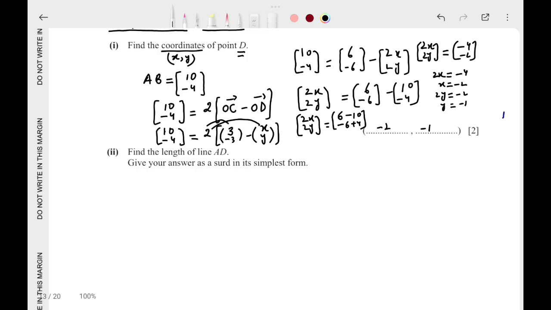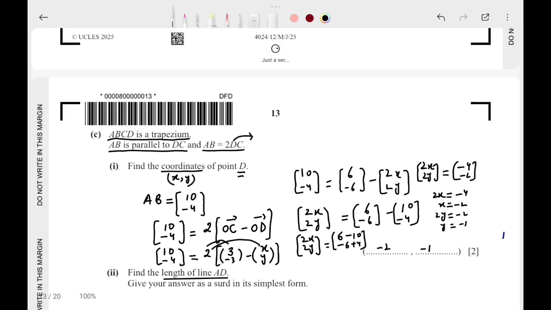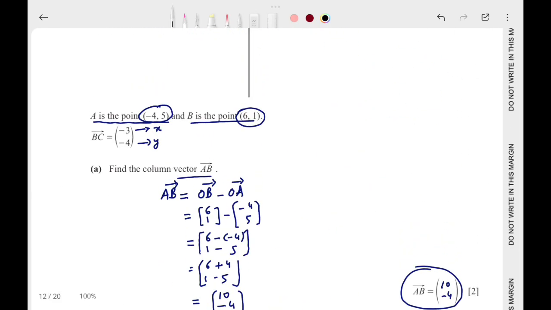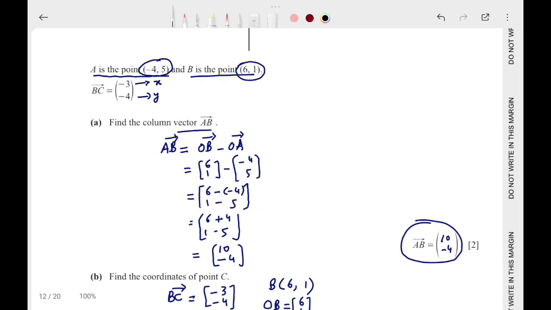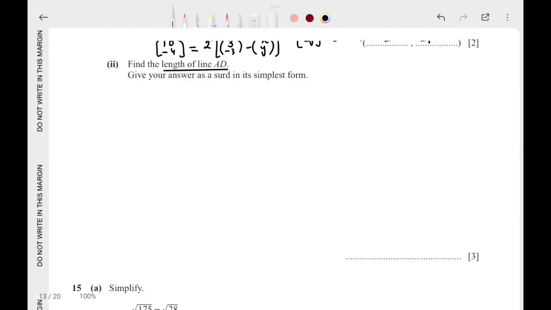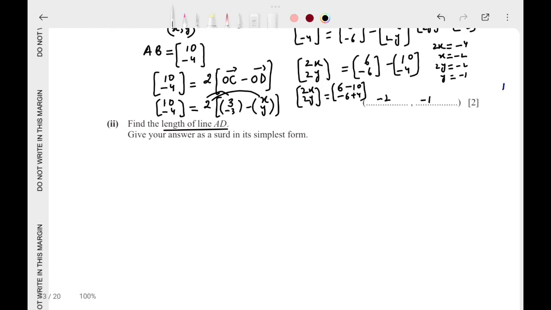Next part, find the length of AD. Here we have to use the distance formula. We know that the coordinates of A was, from the question, minus 4, 5, and the coordinates of T we have recently calculated, that is minus 2, minus 1.